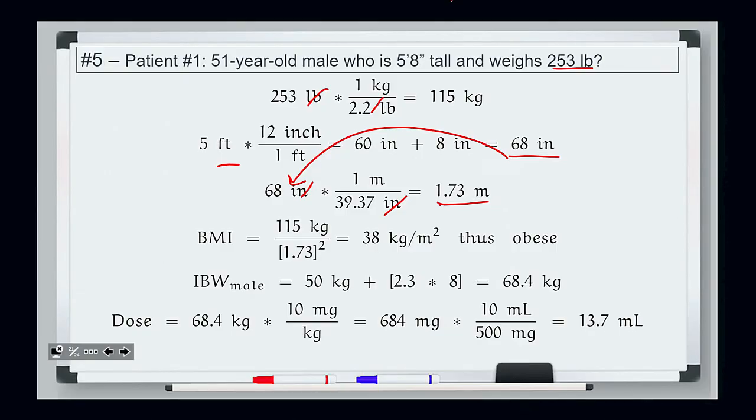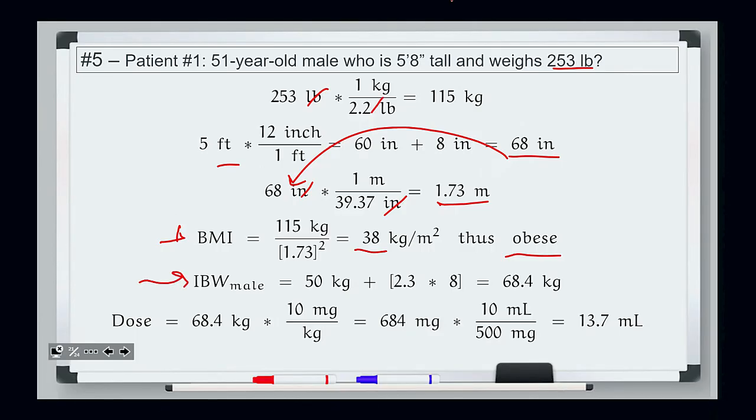Now again, you have to carefully calculate BMI, which is their weight in kilograms divided by their height in meters squared. So don't forget to square the denominator. You have to take 1.73, square it before you divide it into the 115. When I did that, I got 38 kilograms per meter squared. What was the key? It was 30, right? Greater than 30 is considered obese, so we'll consider them obese. Therefore, we have to use their ideal body weight for the dosing. We haven't calculated that, so now let's get the ideal body weight.